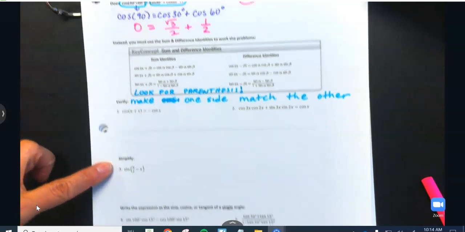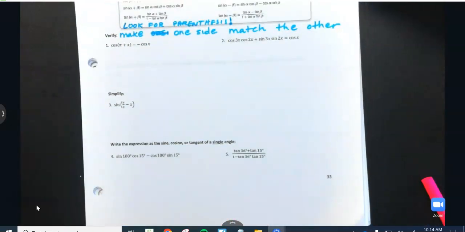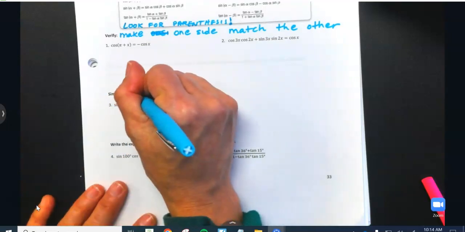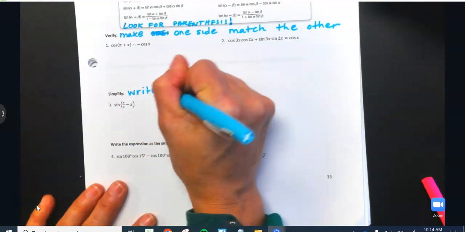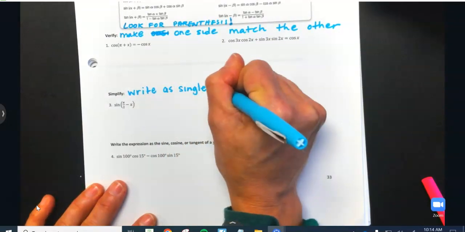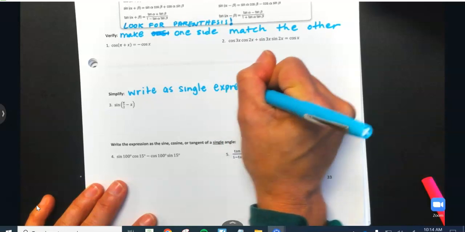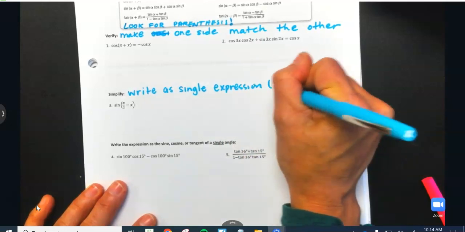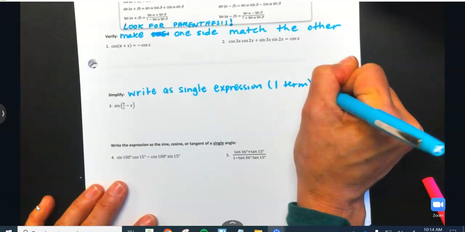Here's another set of directions. This says simplify. That means write as a single expression. A monomial. One term. One term is what I should write on there.